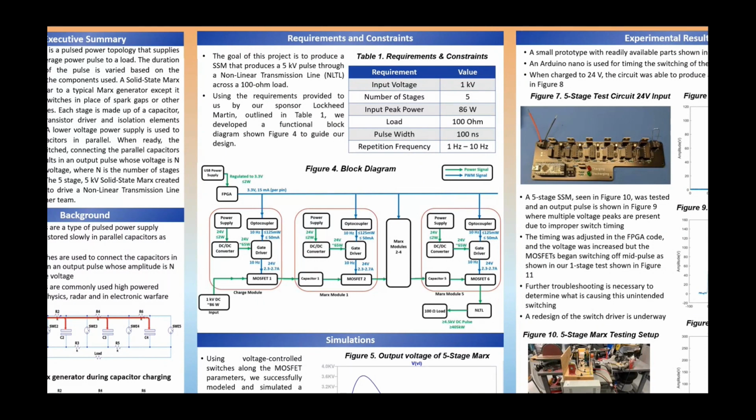So for our requirements, the solid state Marx generator is taking in a 1 kilovolt input and putting out a 5 kilovolt pulse. To achieve this, we're using 5 stages, and it's going to put out that pulse through a 100 ohm nonlinear transmission line.